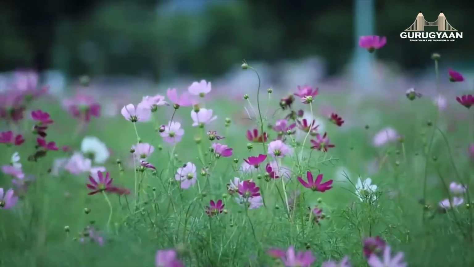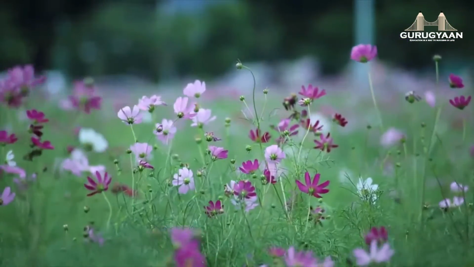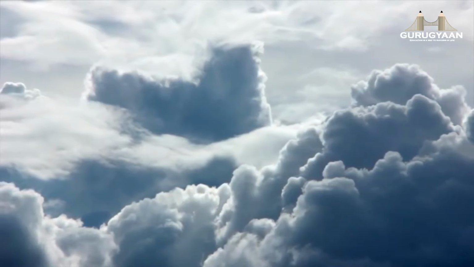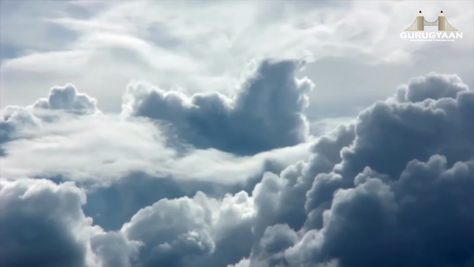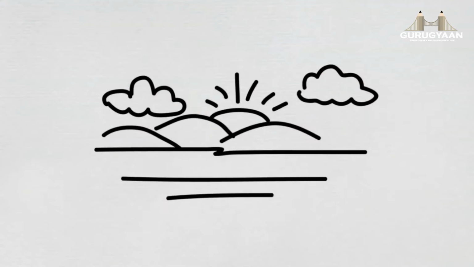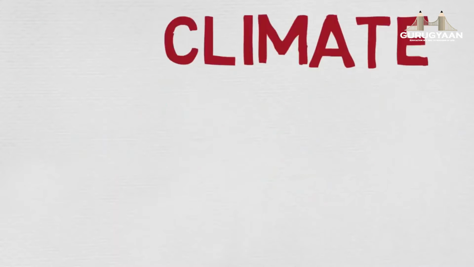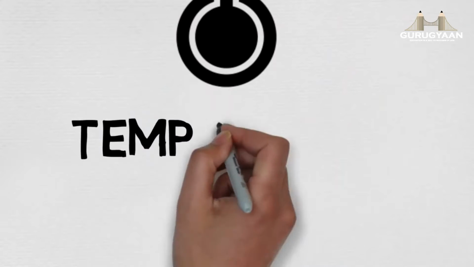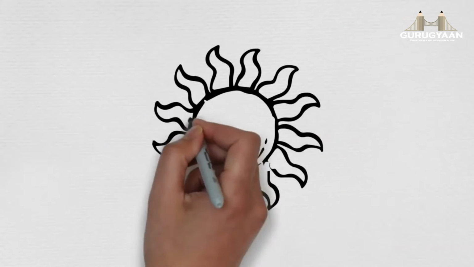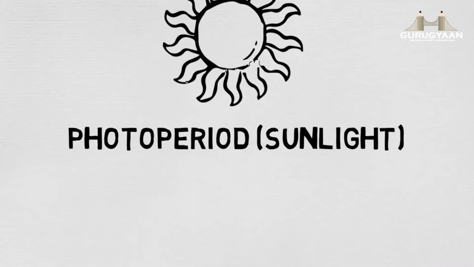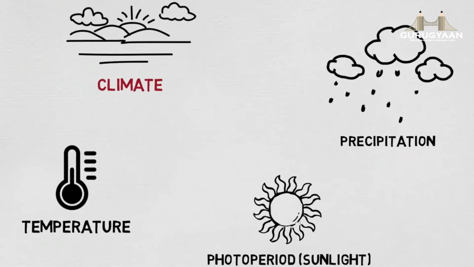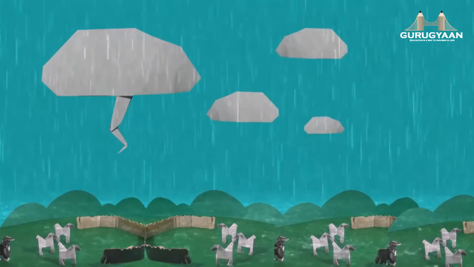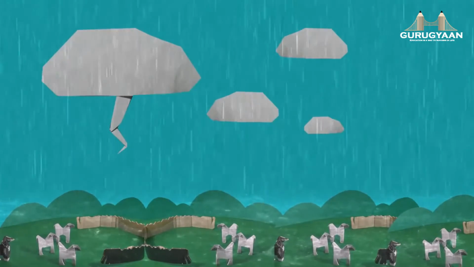Climate. We just saw how the relief of an area influences the overall vegetation. Let's now see how the climate of a region impacts its flora and fauna. The term climate involves three factors: temperature, photoperiod or sunlight period, and precipitation or rainfall. Each of these factors directly influences the natural vegetation and wildlife around it.